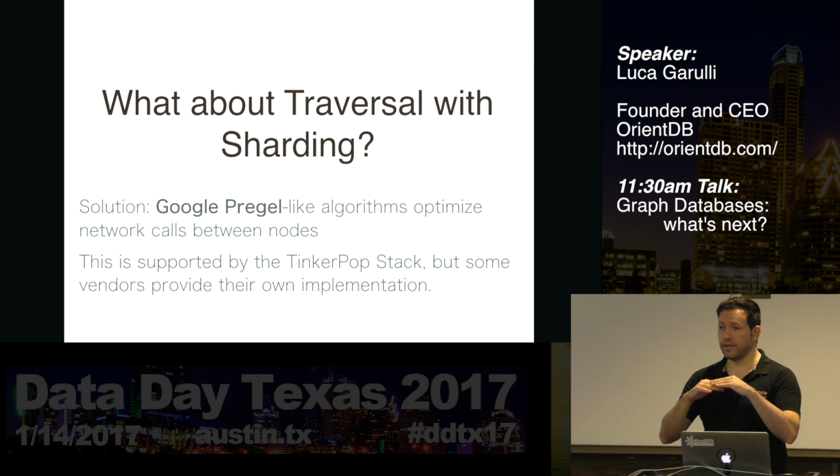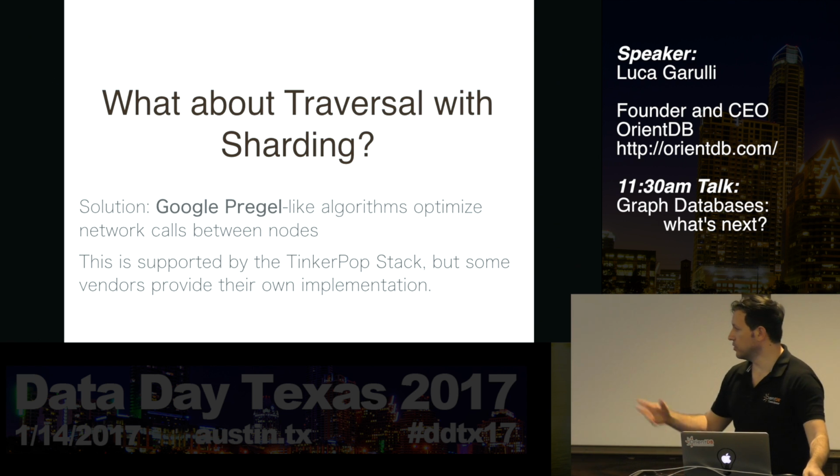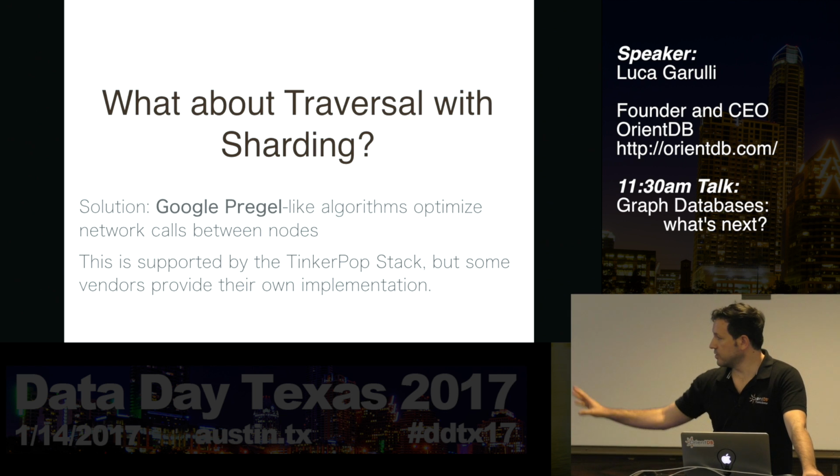So maybe you traverse the first 50 relationships in just one batch to the other server, and the other server starts with this context, and so on and so forth. Google Pregel is very popular. You can find the PDF from Google from a long time ago, and a lot of graph vendors have already implemented this strategy, actually.